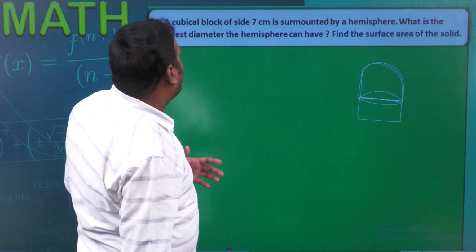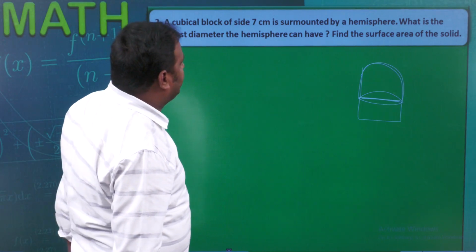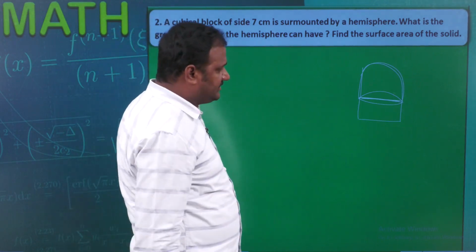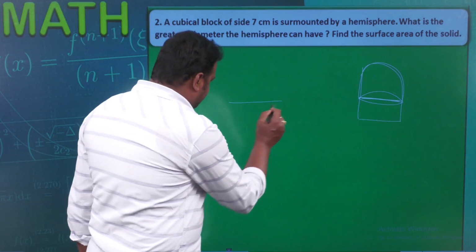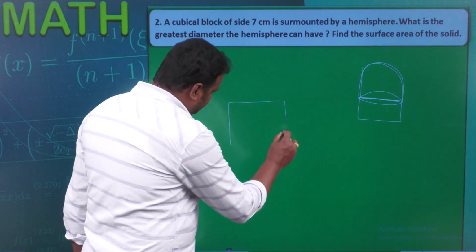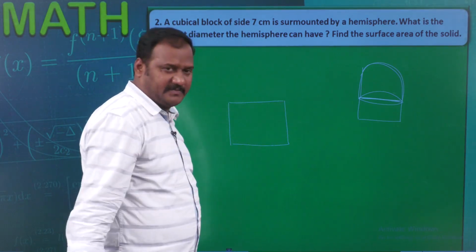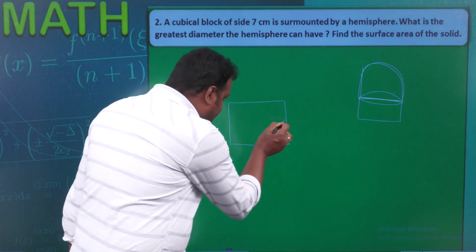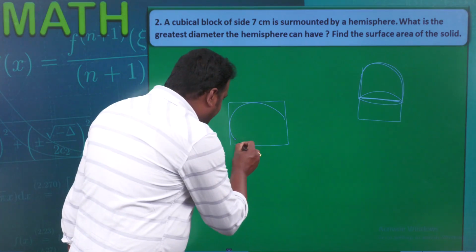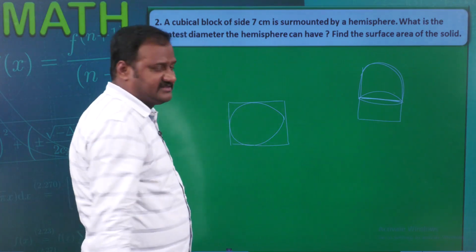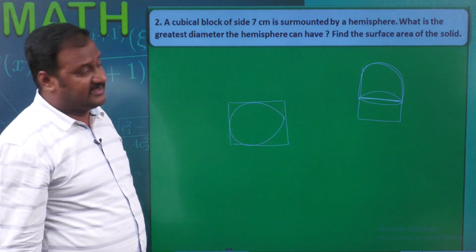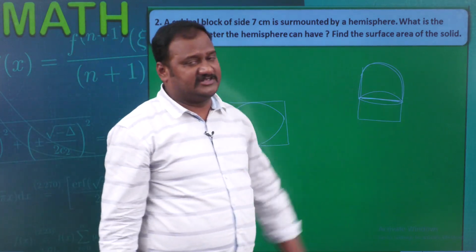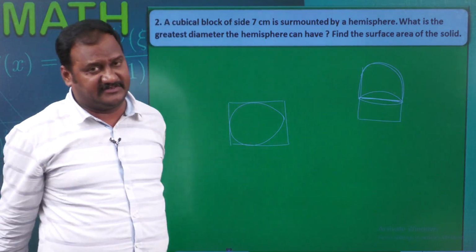See here, what is the greatest diameter that a hemisphere can have? Now I am going to show you the top view of that. See, this is the base of the cube. Then when you are placing the hemisphere onto that, the hemisphere base can occupy only that space, right? Because what are we talking about here? Find the surface area of the solid. What is the resulting surface area of the solid?